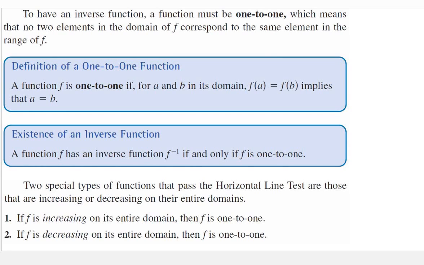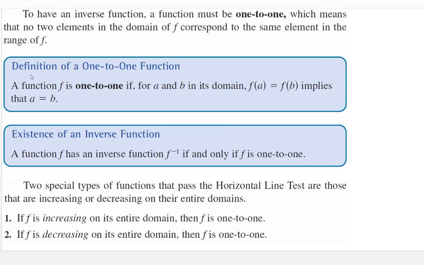So why do we care if a function is one-to-one or not? Because to have an inverse function, a function must be one-to-one. So that's why we care if a function is one-to-one. To have an inverse, a function must be one-to-one.